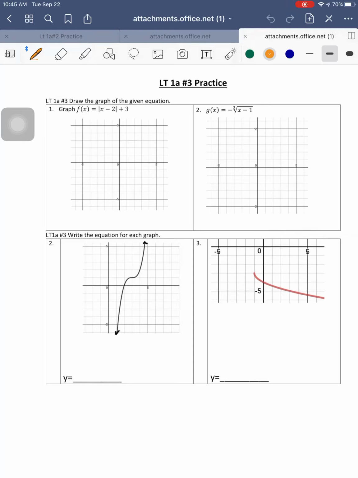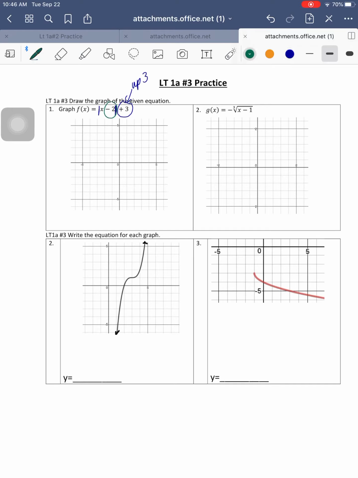Okay, so 1A, number 3, practice. The first two questions, we have to graph them. What I will do is look back at my notes. Looking at our notes, any number that's added after the parent function has ended, so that parent function absolute value is ended here, that means it's up 3. So we're going to take the parent function and move it up 3.